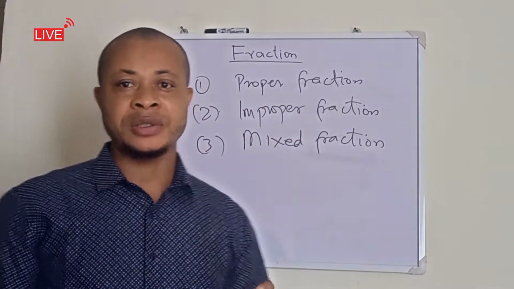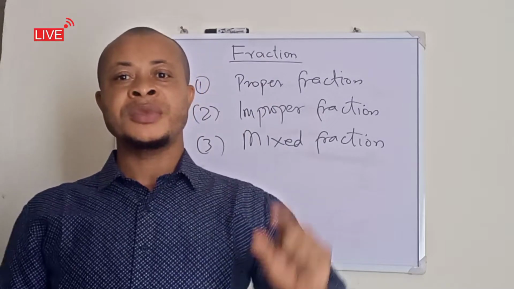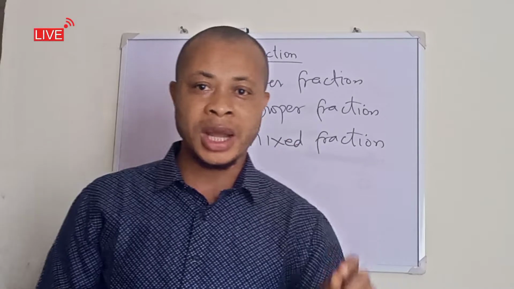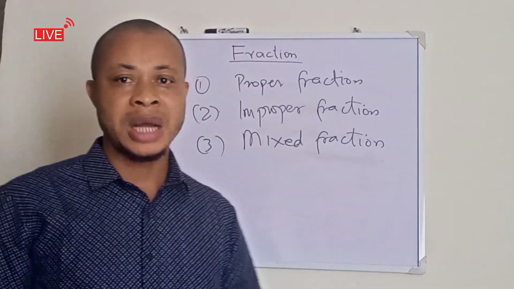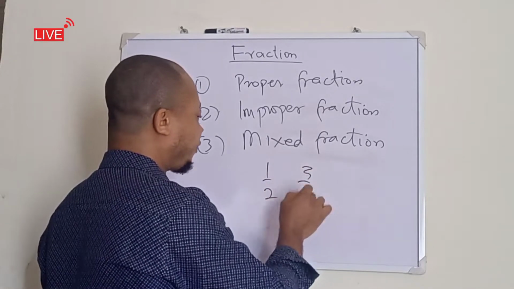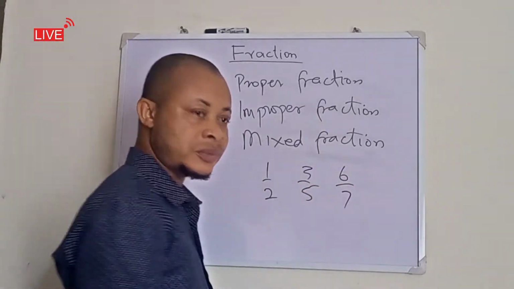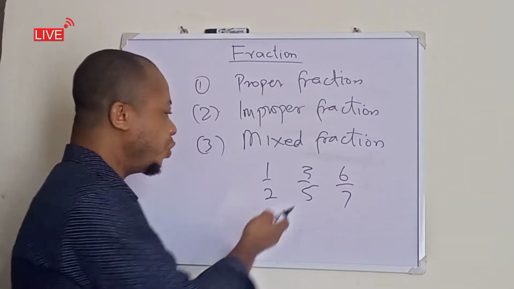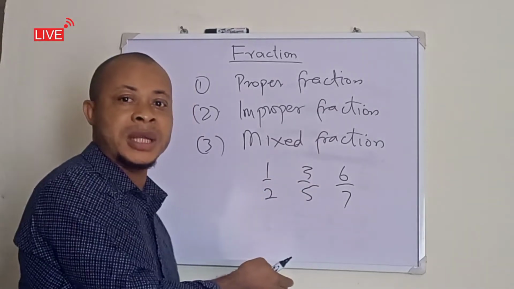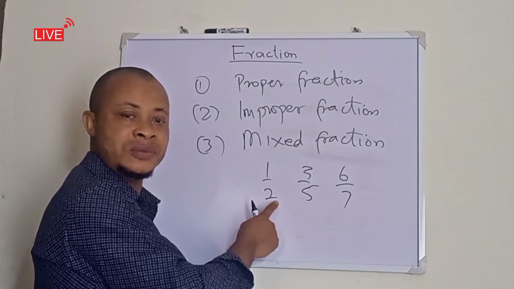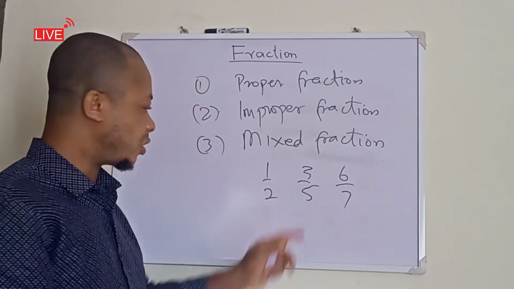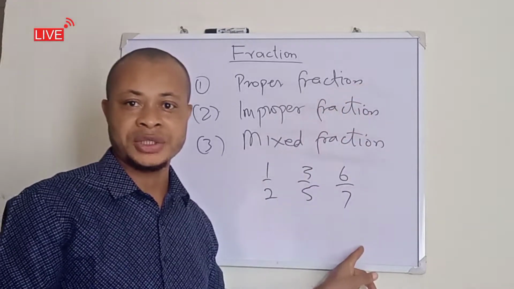A proper fraction is a fraction in which the numerator, that is the upper part, is lower or lesser or smaller than the denominator. How do I mean? If I have 1 over 2, 3 over 5, 6 over 7, in these fractions, you will see clearly that the upper parts are smaller than the lower parts. 1 is smaller than 2, 3 is smaller than 5, 6 is smaller than 7. This type of fraction is called proper fraction.